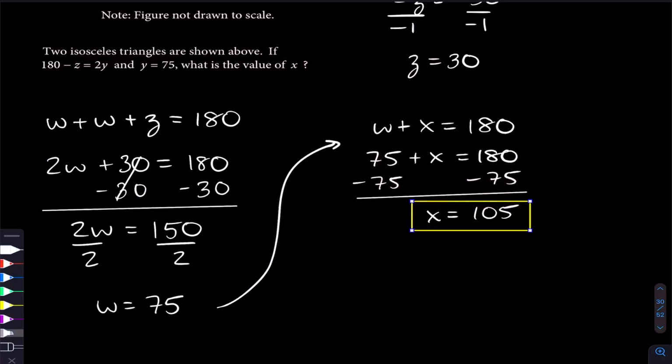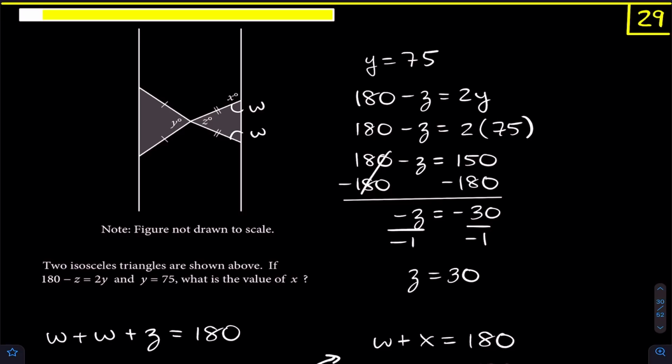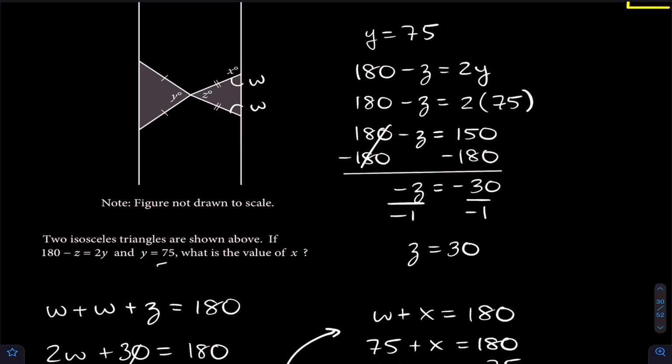Okay, now before we move on, I gotta note one thing about this problem. I'm showing you all the work right now. When you're on the SAT, you don't have to show all this if you're comfortable not showing it. For example, right here, I would have done all this in my head. If I would have seen that y is 75 right away, I can already tell that z is 30, because this is going to be 180 minus z equals 2 times 75, which is 150. You can already see here that z has to be 30.